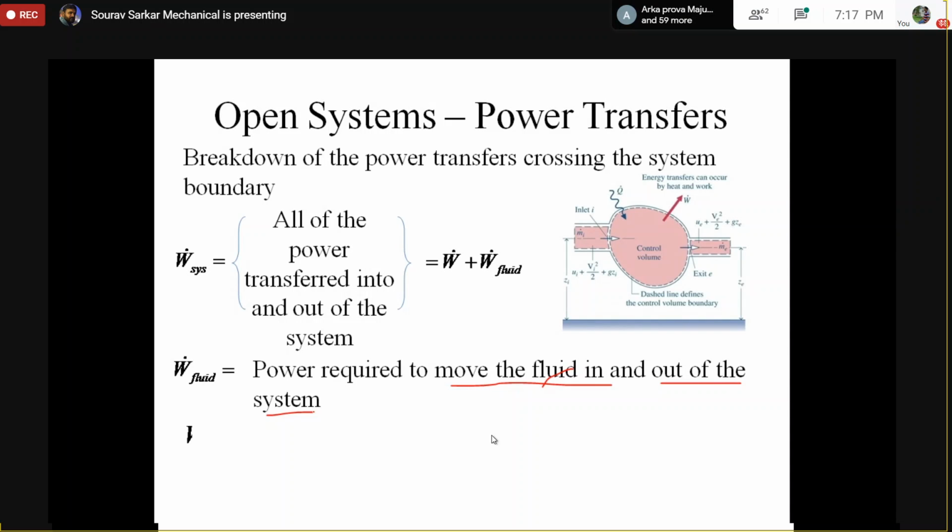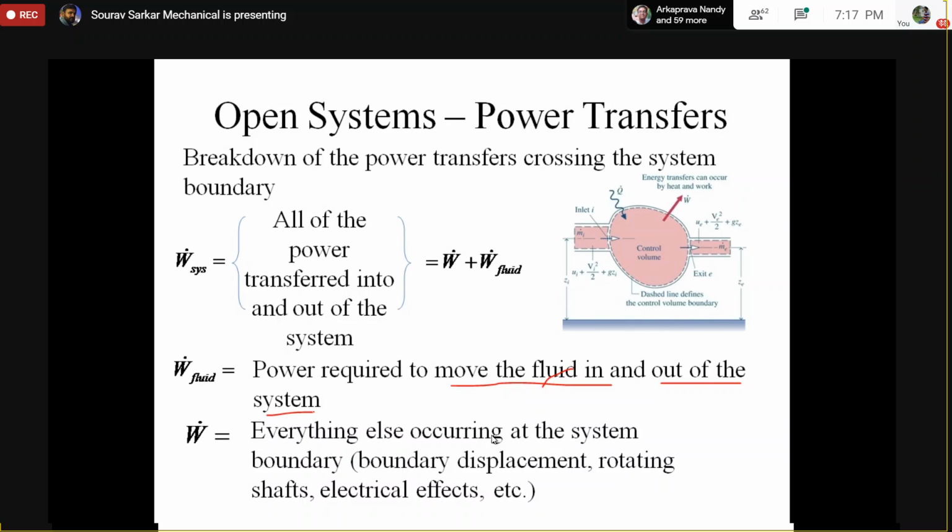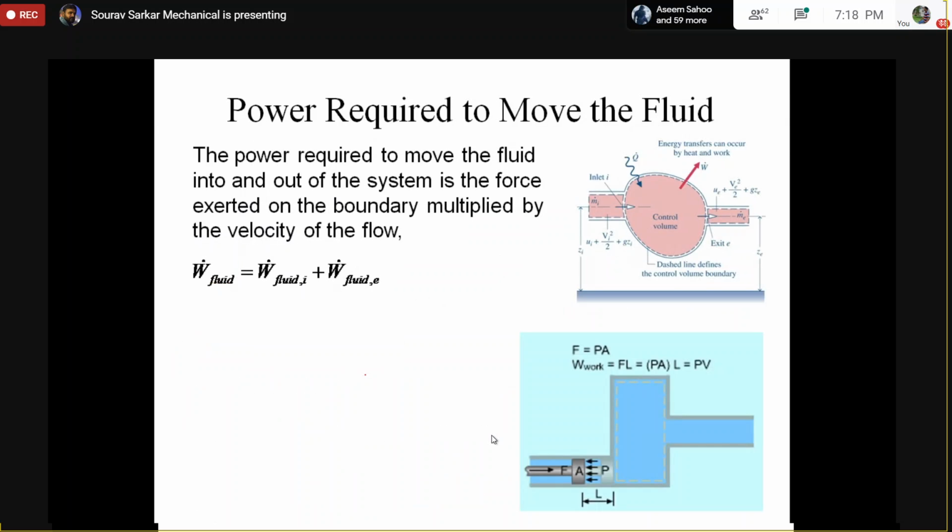So basically, if I give you one illustration, this W dot is already known to us. It is basically the work which is happening at the system boundary. It can be boundary displacement, a rotating shaft, or electrical work, whatever it is. But we are now concerned with W dot fluid. What is W dot fluid? I told you, suppose you consider that some mass is entering into the system.